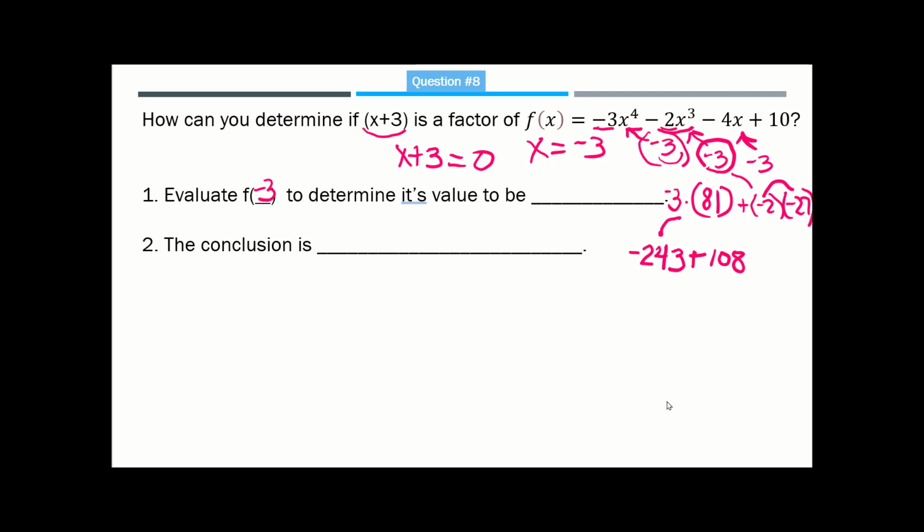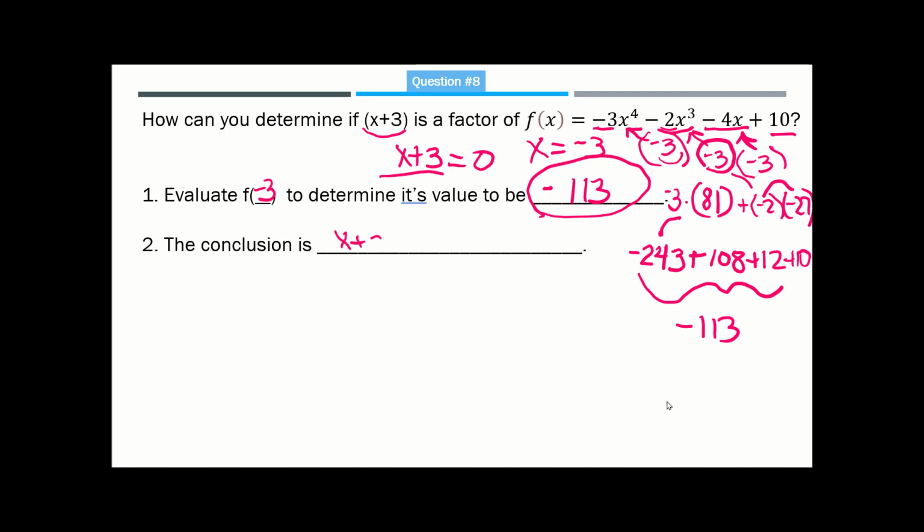All right, so that's just the first 2 terms. Let's move over here. A negative 4 times a negative 3 is a positive 12. And then we have our 10. So get your calculator out, add those numbers together. When I added mine together, I got negative 113. And I'm kind of rushing through this, so double check me if you get something different. But I know that this x plus 3 is not a solution.